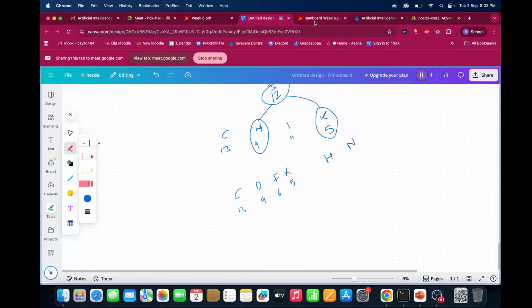H would be 9, and for N, N is 3, sorry, not 3, it is 6. Okay, so the two best looking ones are F and K, with 6 and 5. Yeah, so these two, F and K.